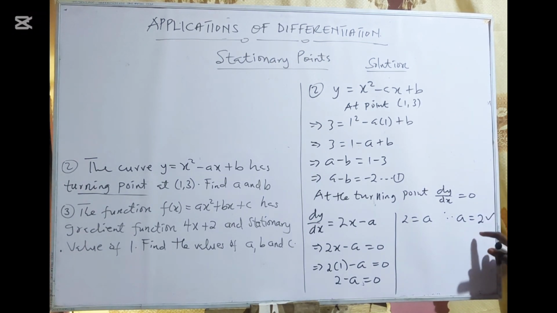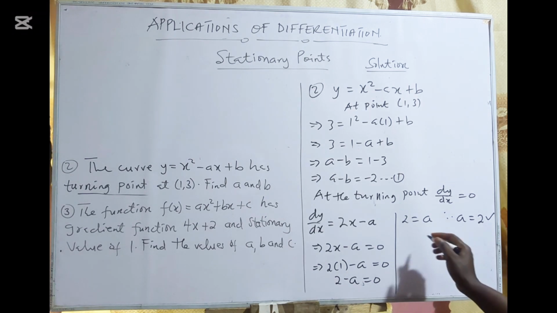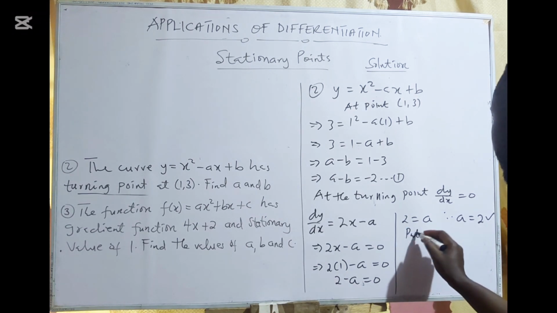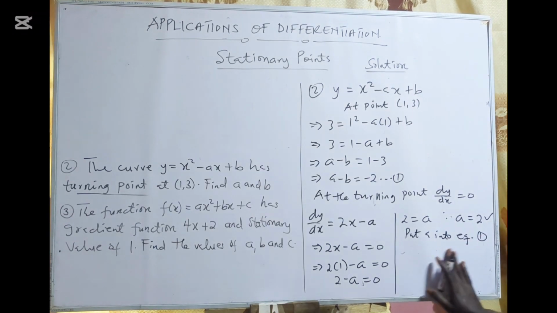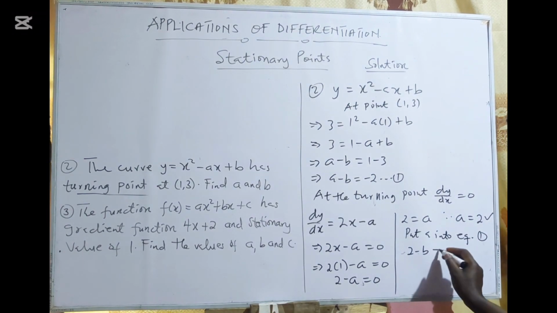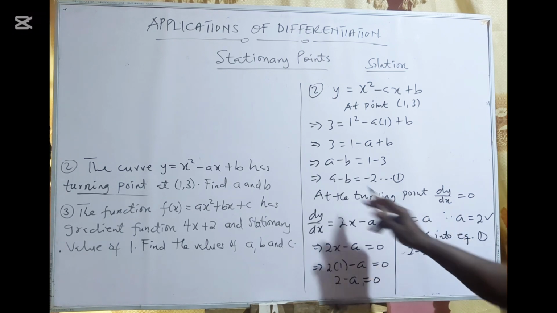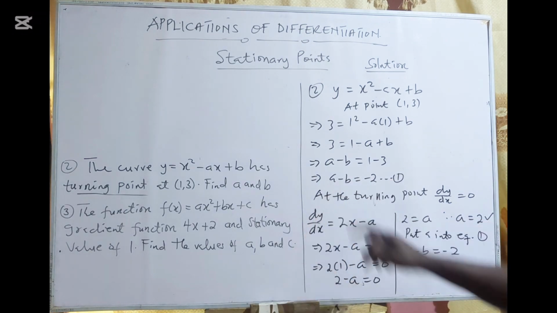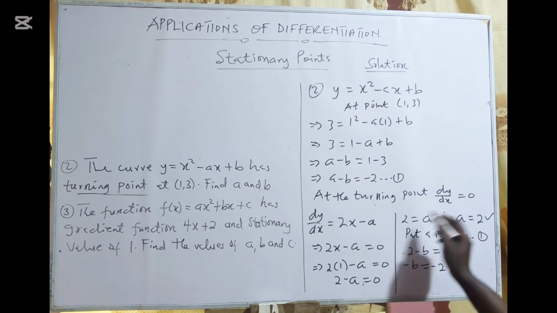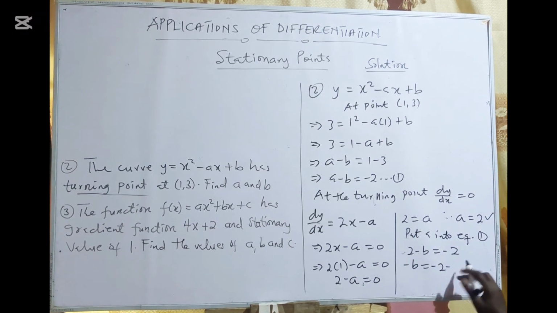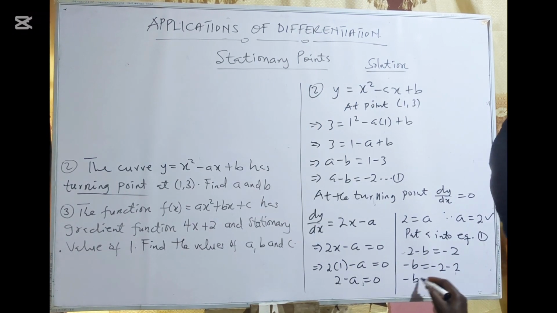And I'll substitute the value of a into equation 1. Then I'll get the value of b. Alright, so put a into equation 1. So 2 - b equal to -2, because a is 2. So I have -b to be equal to -2 - 2. Then -b will give me what?